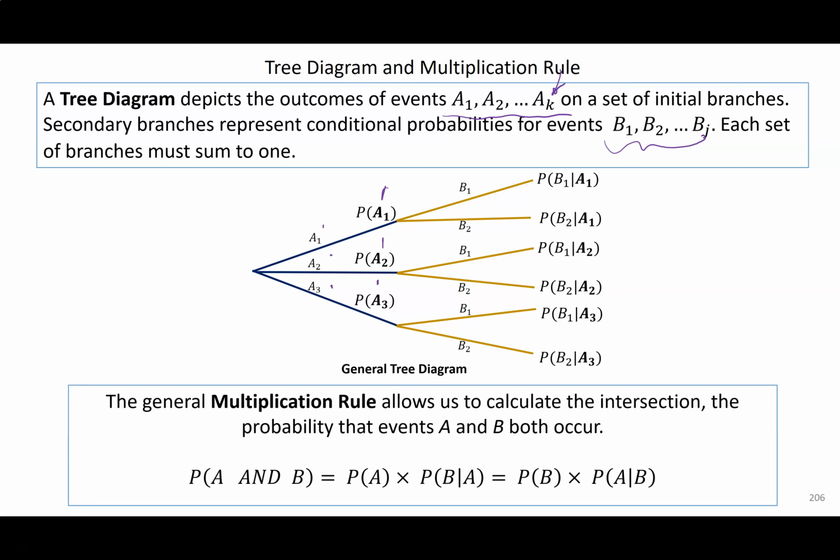So our general multiplication rule allows us to calculate the intersection. So if I want to say, hey, what is the probability of a certain combination, you can actually go down the branches and go, oh, well, this probability times this probability kind of thing. So yes, here's this equation. Strongly recommend, definitely tune in for the next example. It's going to make a lot more sense with an example in context.